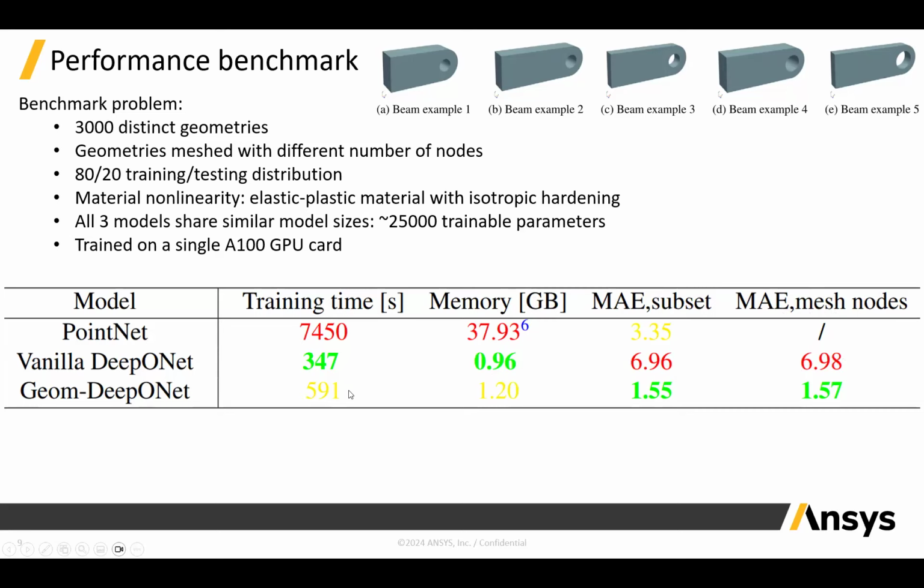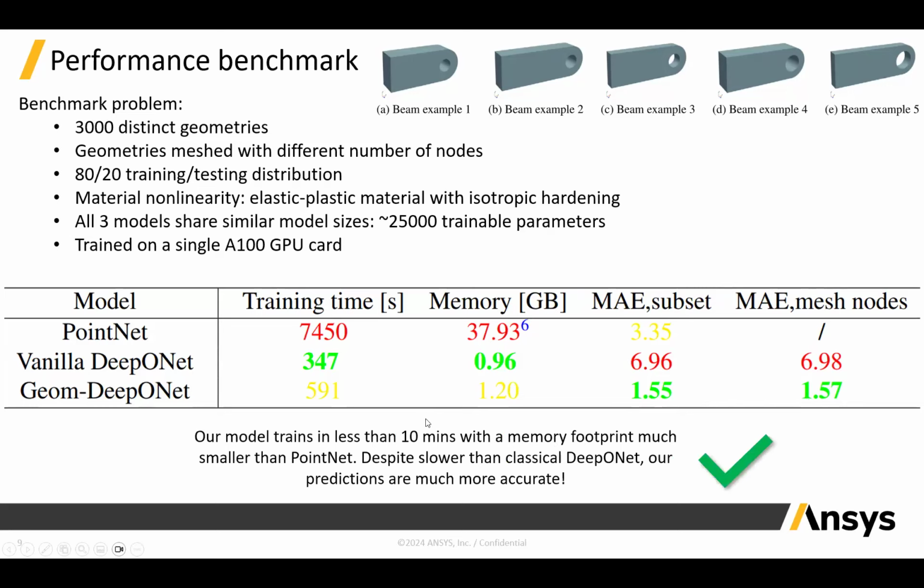When we look at our model, it seems to be a balance of both. It took a little longer to train, but less than 600 seconds, so less than 10 minutes to get a model. It uses a little more than 1 gigabyte, 1.2 gigabytes of memory, still a lot smaller considering that we have 40 gigabytes to play with on just 1 GPU card. But we get quite good accuracy. We drop the error down to 1.55 on the subset, and it grows a little, to 1.57, over all the mesh nodes. So our model can train in less than 10 minutes, and its memory footprint is much smaller than the PointNet reference model. Despite being a little slower than the classical DeepONet, the predictions are much more accurate. So we're making a trade-off between training time and prediction accuracy here.